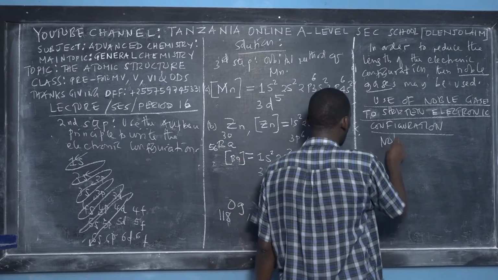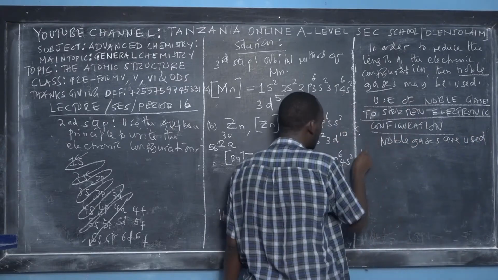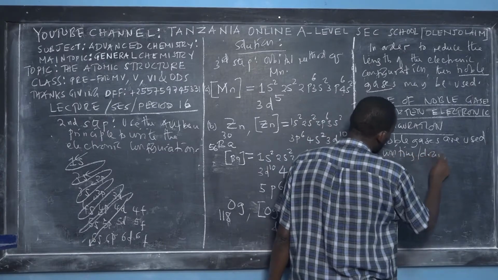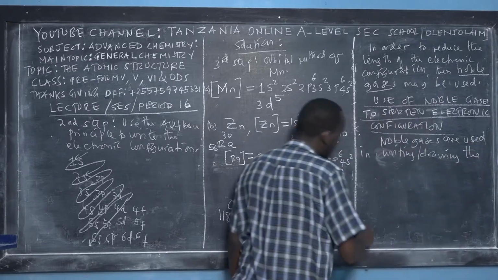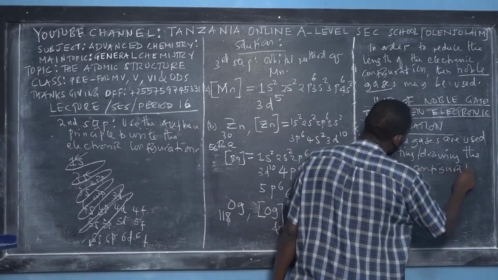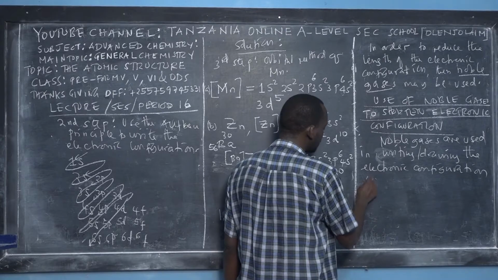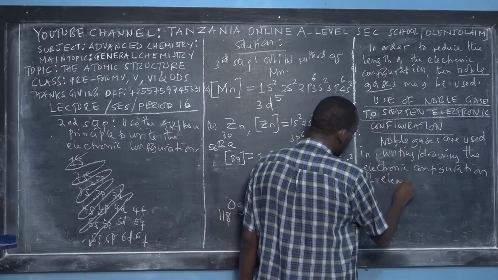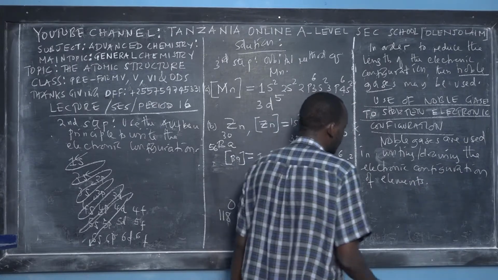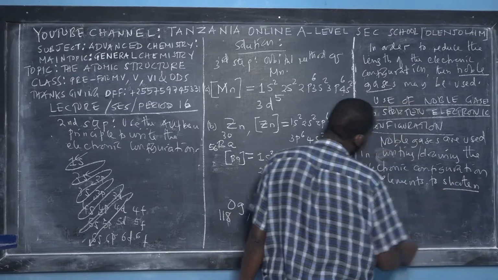So let's just repeat again. The noble gases are used in writing or drawing the electronic configuration of elements, to shorten it.